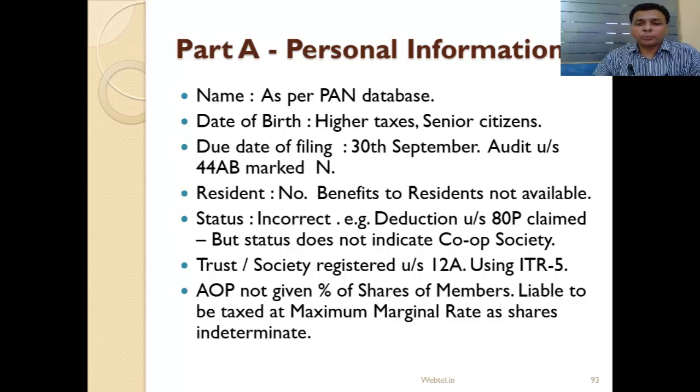Then in the case of AOP, if you are not giving the percentage share of members, then you will be liable to be taxed at the maximum marginal rate, as the department, or the software of the department, would think that the shares are indeterminate and the tax would be at the maximum marginal rate.